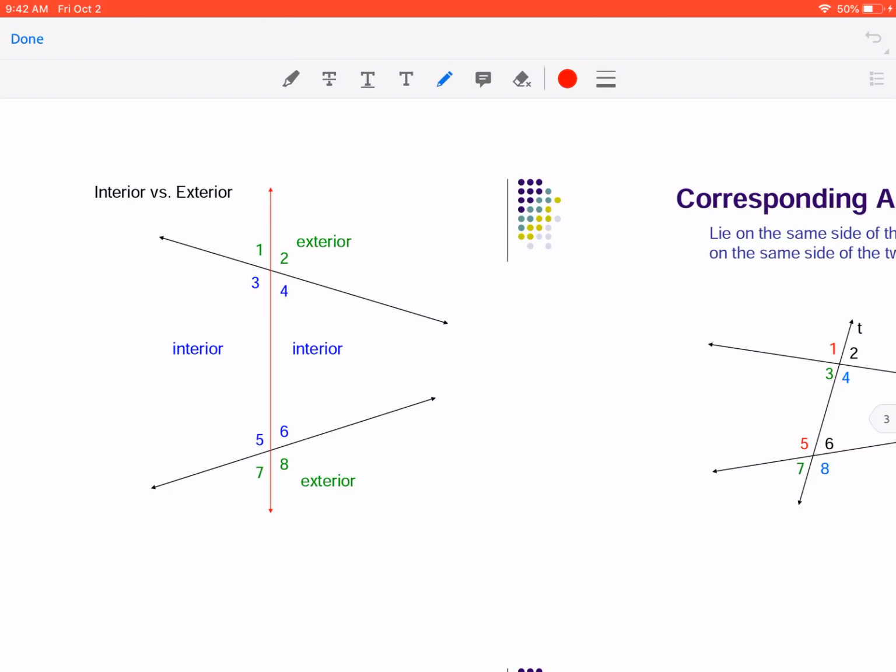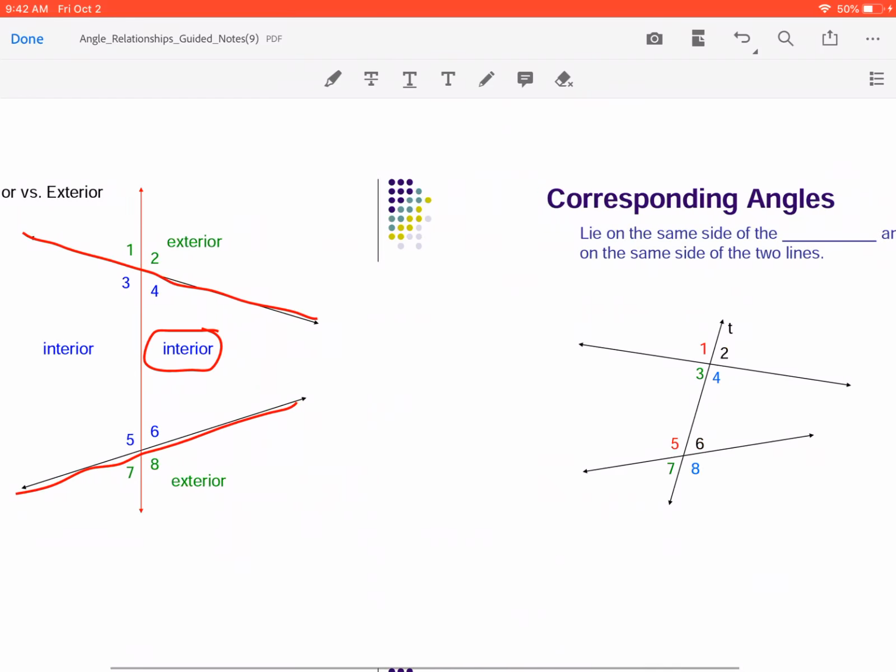Now, you have what are called exterior angles. They're the green, and they're exterior because they're on the outside of this line right here. So we have exterior, 7 and 8, and 1 and 2 are exterior. If they're interior, they're inside of those two lines. So 3, 4, 5, and 6 are on the interior or inside of those. So exterior, they lie on the outside, interior on the inside.